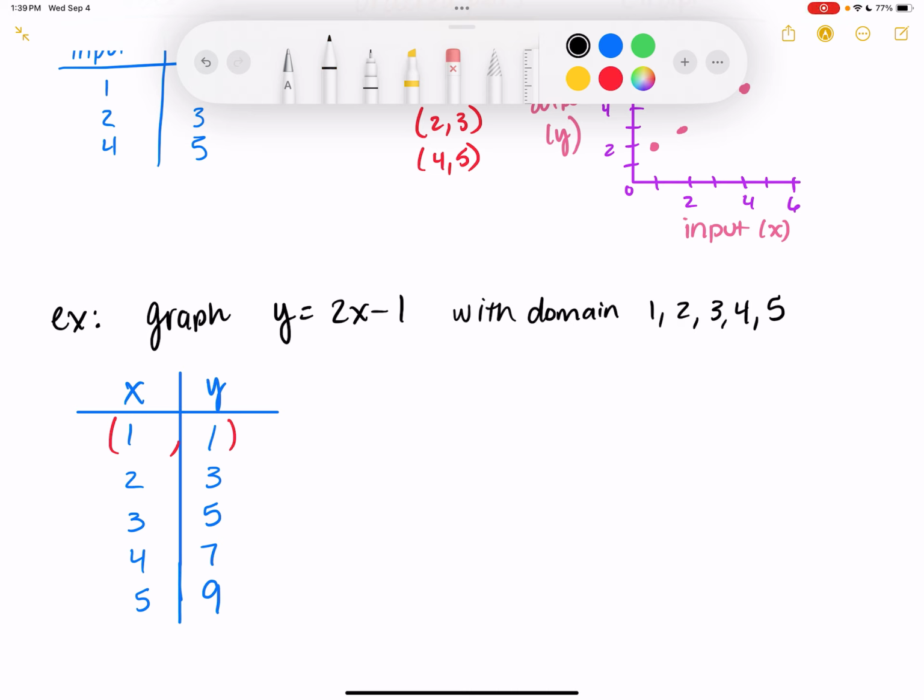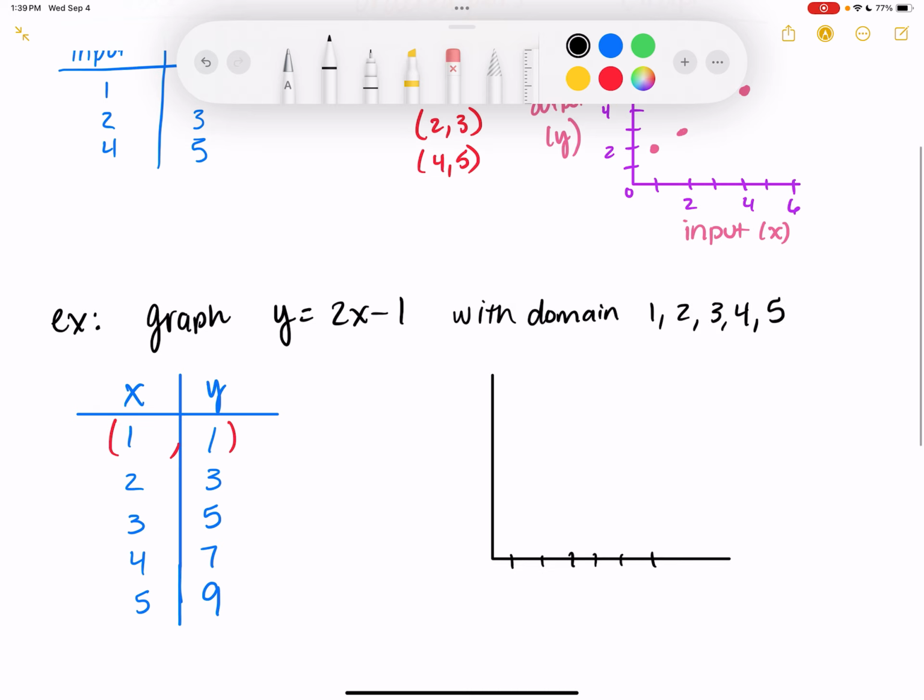So my graph, and all these numbers are positive. That's why I'm just doing quadrant 1 of a graph. If we had negative numbers, obviously I would have to do the whole thing. But my x values, I need to go out to 5. Y values, I need to go up to 9.